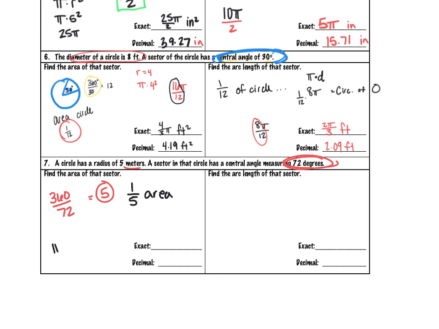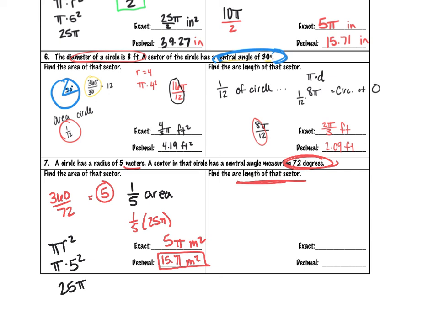So the area of the circle is pi r squared, and r here happens to be a 5. So my entire circle has an area of 25 pi, which means 1/5 of that, when I take 1/5 of 25 pi, is just going to be 5 pi. When I type that into my calculator, I'm going to get 15.71 meters squared.